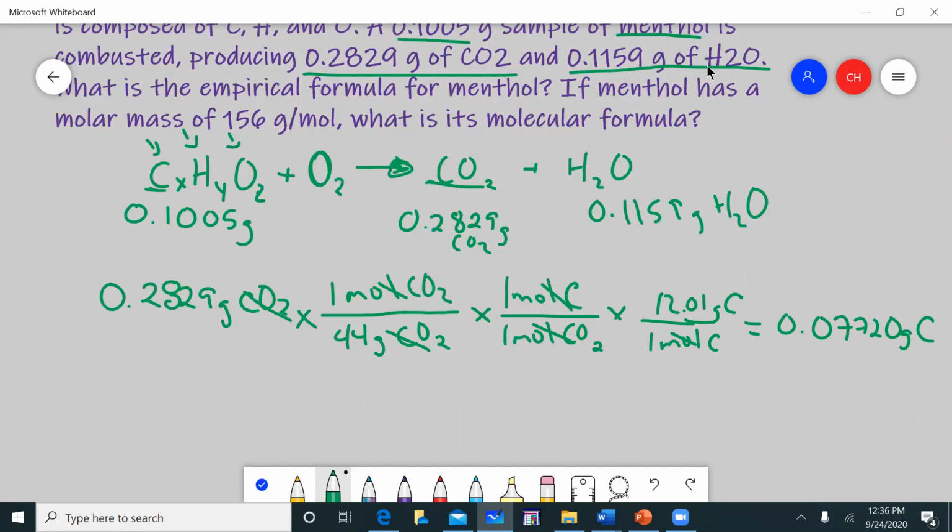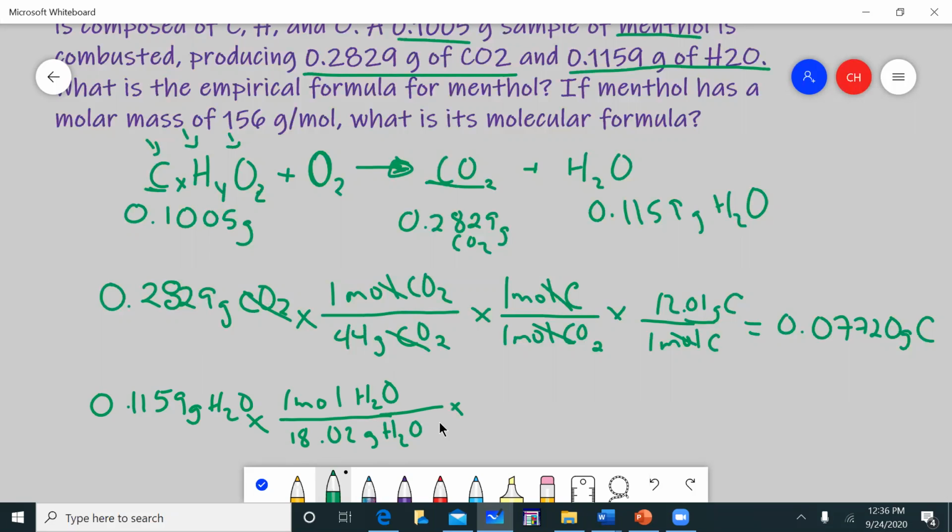Now we're going to do the same thing, but instead we're going to work towards hydrogen using our water mass. So my water mass is 0.1159 grams of H2O. First thing I need to do, just like I did here, is get out of grams of the compound and into moles of the compound. So 1 mole of water, obviously we're not going to use the CO2 stuff down here, we use water stuff, is 18.02 grams of H2O. Now, for every 1 mole of water, I want to get to an amount of hydrogen, because I just want to know how much hydrogen there is.